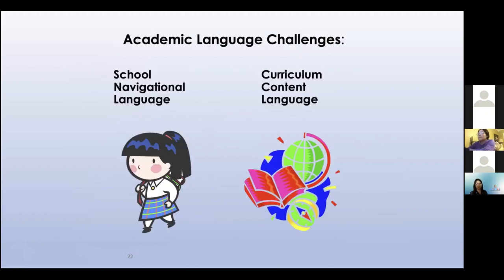So what are some of the academic challenges for language? We have BICS and CALP, which we talked about, but at the same time, we also have school navigational language and curriculum content language. School navigational language is the language that they have to learn in order to be successful every day across the classrooms. It is language that transfers from classroom to classroom, because curriculum content language is more the language that is specific to, say, science or biology, or the specific content that they need to learn. Those are some of the challenges that they're going to encounter.